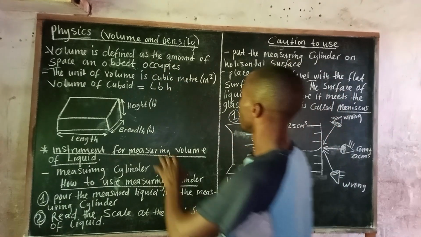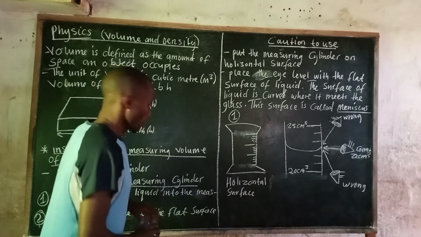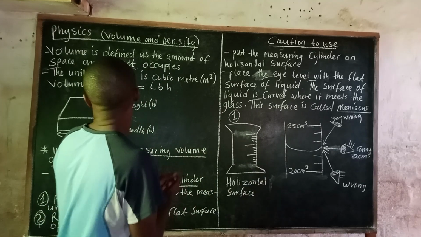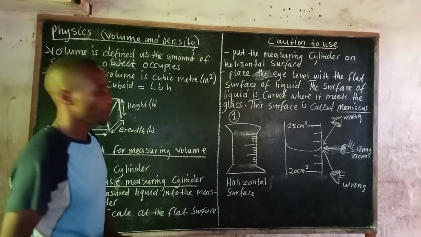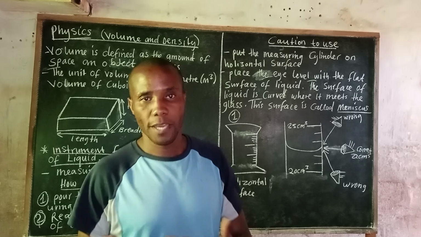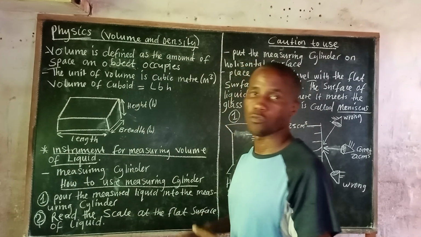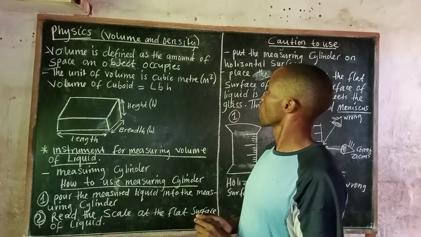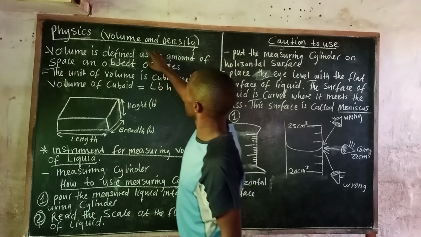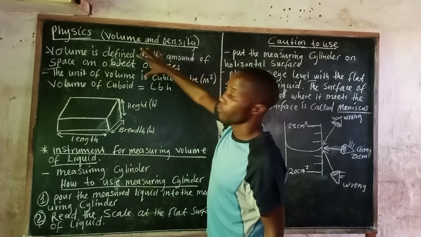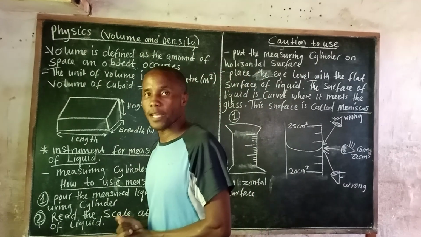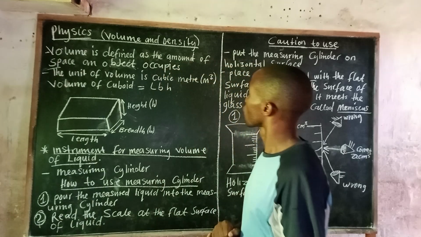Today we are looking at volume and density. Let me first go through this question, and thereafter I will explain here and there so that you can understand how to go about volume and density. But as of today, we are just going to look at volume. Volume is the lesson for today. Density, probably the other day when we meet for physics.